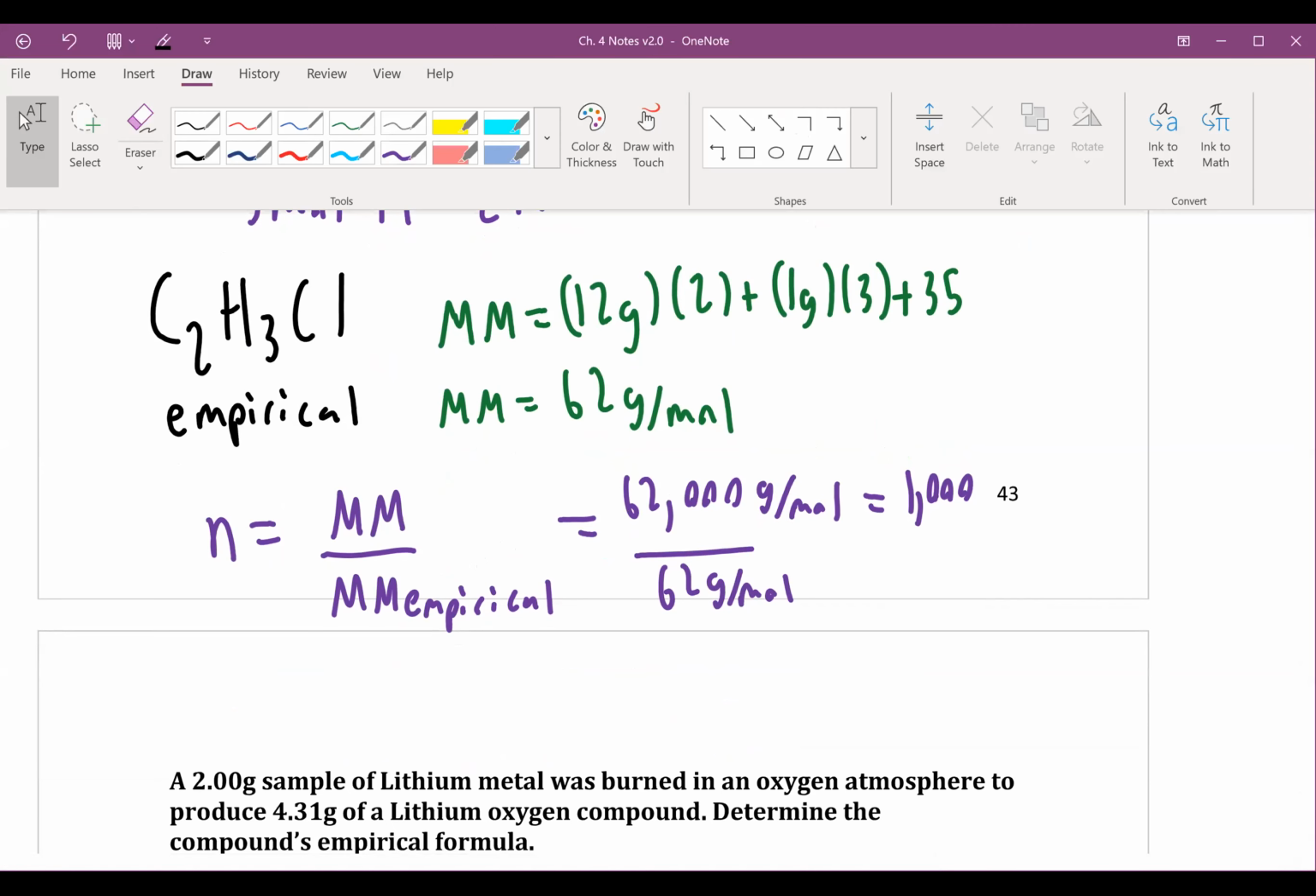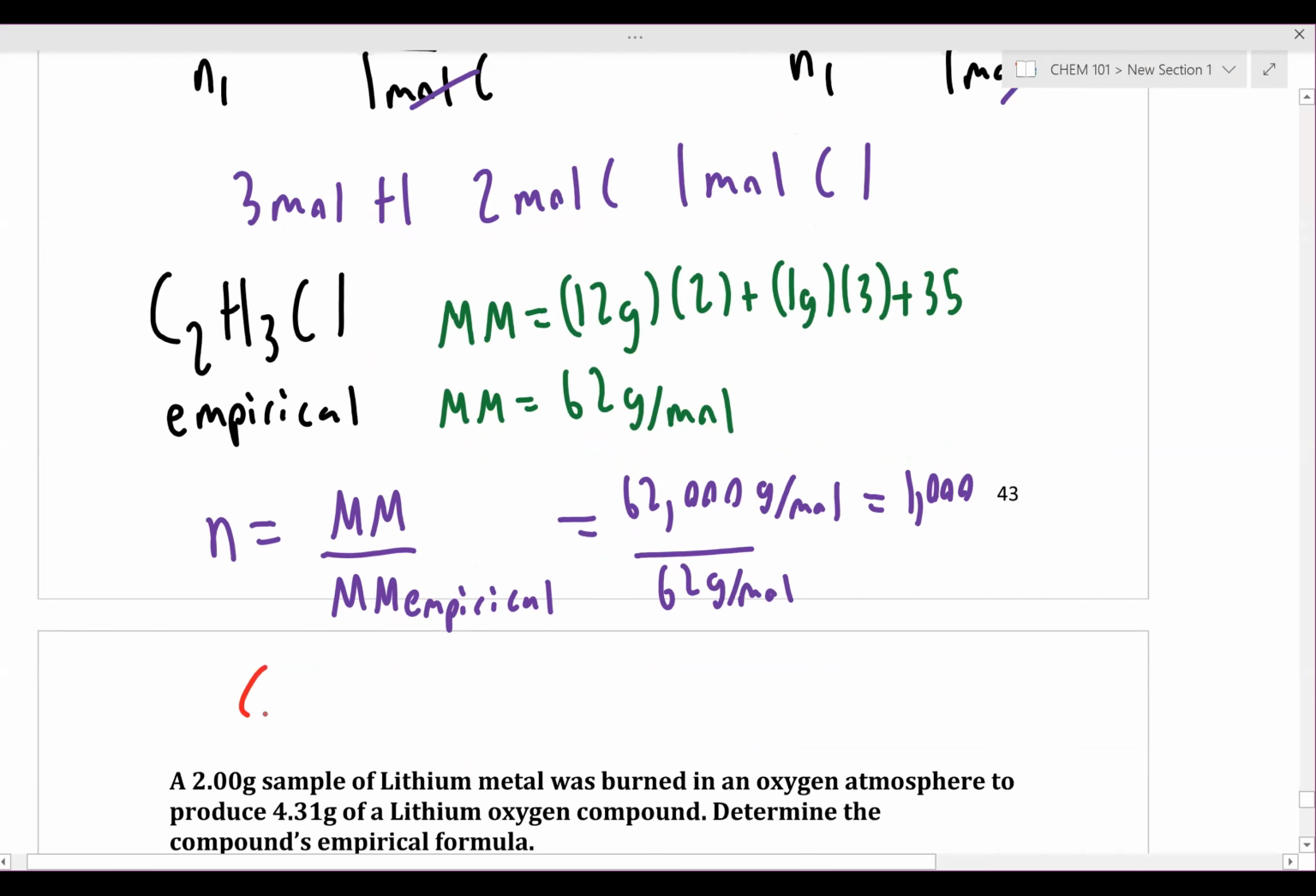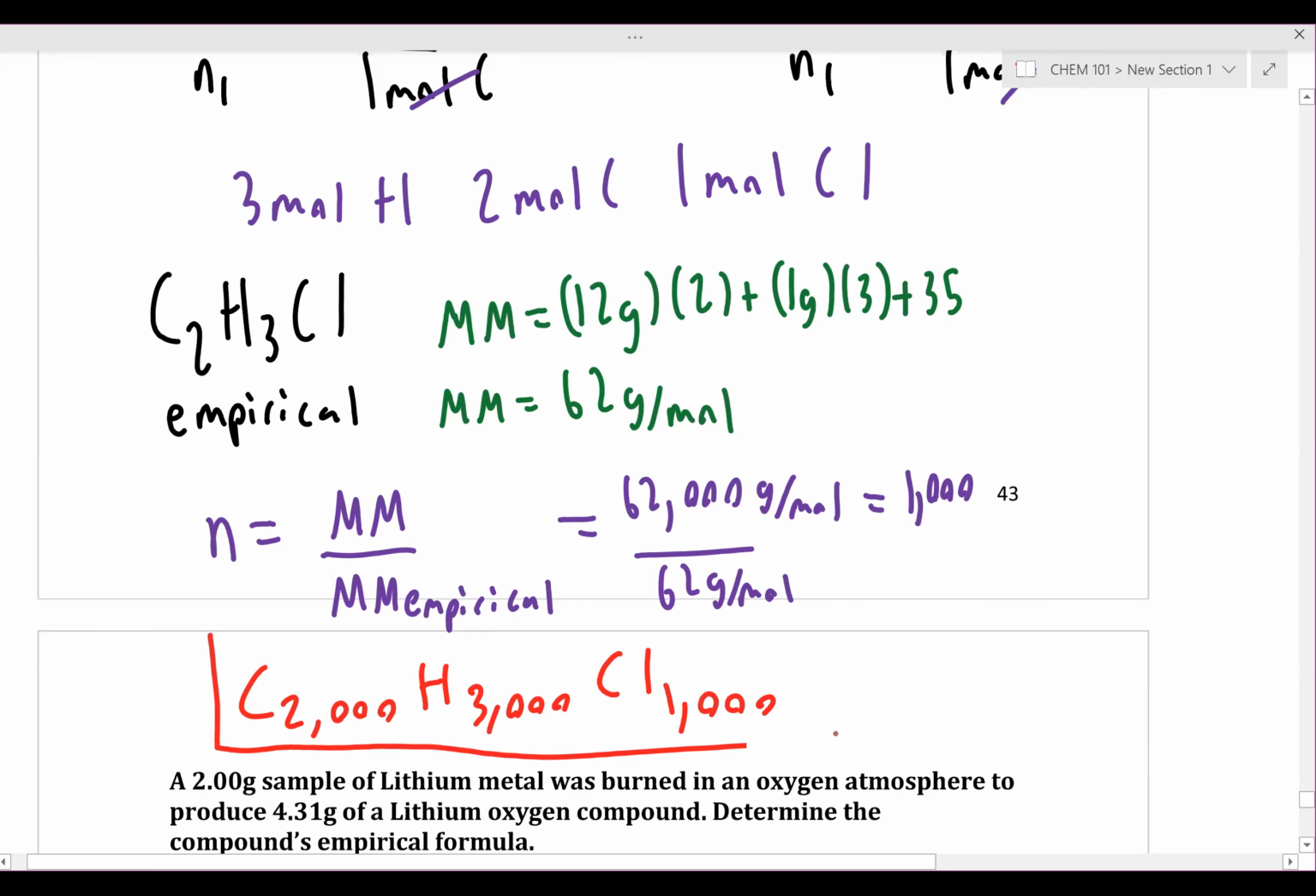Okay, so then that gives us a molecular formula of C instead of 2. What's 2 times 1,000? C2000. H instead of 3, it would be 3,000. And then Cl instead of 1, it would be 1,000. Exactly. So quite the interesting formula, right? So this is our molecular formula.